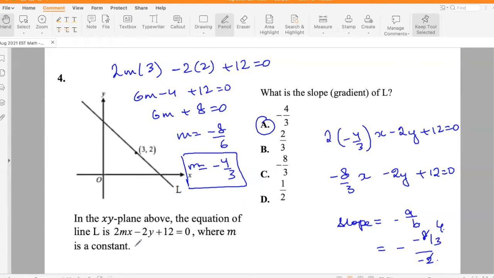Right, actually we could have found the slope directly from here, right? Because if the slope is minus a by b, it would be minus of 2m by minus 2, which will be m, right? So we get the same answer for the slope.